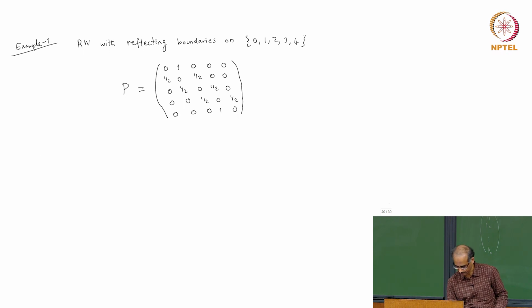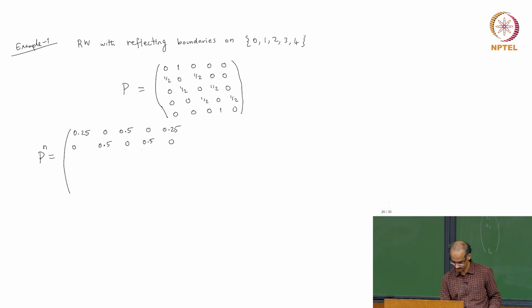Now let's see, if I actually take P power n here, again it's something that you can easily do, I am going to get the following: 0.25, 0, 0.5, 0. So this is what you will get if n is even.